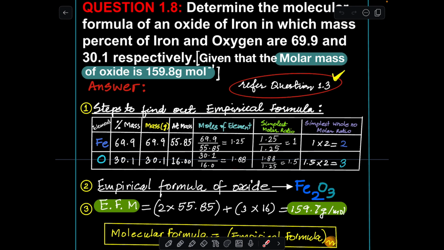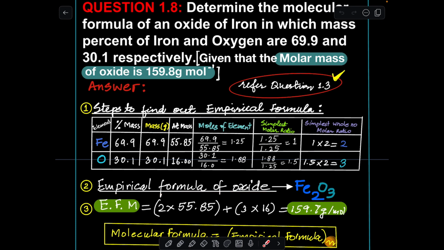Now we'll find the simplest molar ratio. To calculate the molar ratio, we will divide each value by the smaller value obtained. Therefore, we'll get a molar ratio of 1 for iron and 1.5 for oxygen. Now, the issue is we cannot keep the molar ratio as a fractional number. So we'll multiply it by a specific coefficient to get whole number values. We'll get two numbers here, 2 for iron and 3 for oxygen. These two numbers will give you the empirical formula. So the second step is to write down the empirical formula. The empirical formula of the oxide is Fe2O3.